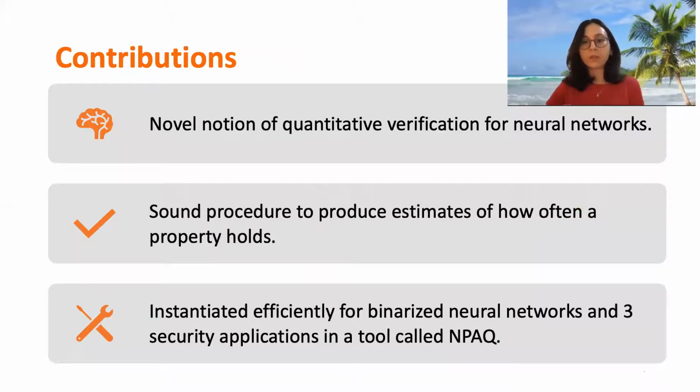This actually is the first contribution of this work, where we propose a novel notion of quantitative verification. Our second contribution is that we produce these estimates with soundness guarantees. And the third contribution is that we provide an efficient procedure for a type of neural networks called binarized neural networks. And we implemented it in a tool called NPAQ, which stands for Neural Property Approximate Quantifier, for 3 different security applications: fairness, robustness, and Trojan attacks, and evaluated our tool on these applications.